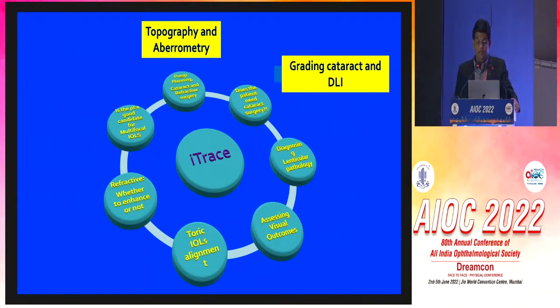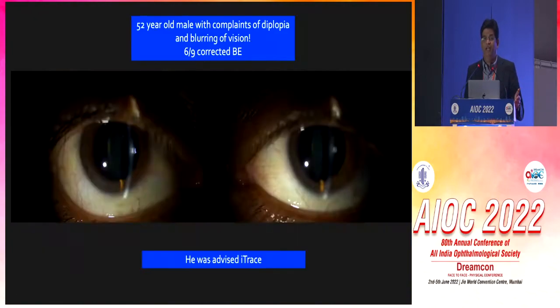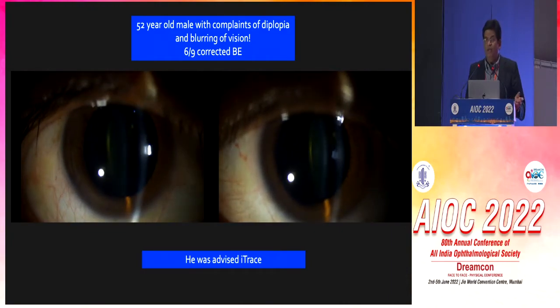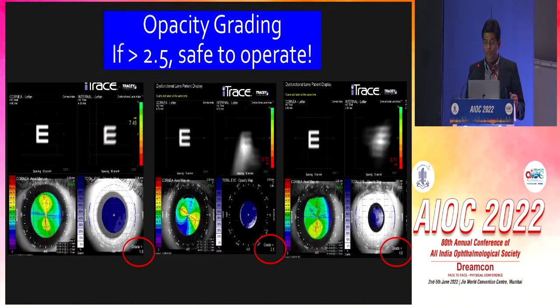Now, does the patient need cataract surgery? So, this involves grading of the cataract and DLI. We rely on LOCS grading. LOCS grading, although you are comparing with a photograph, can be subjective at times and can have errors. So, look at this patient, 6/6, complaining of diplopia, dissatisfied with vision even after glasses. What do you do with such a patient?